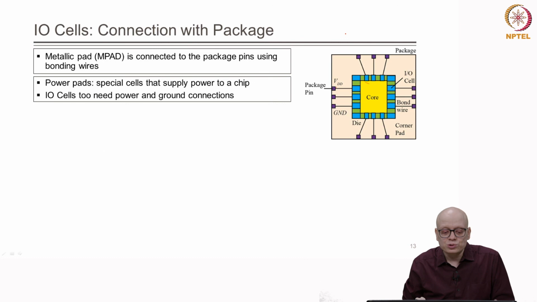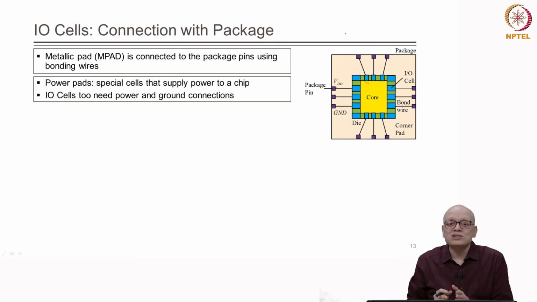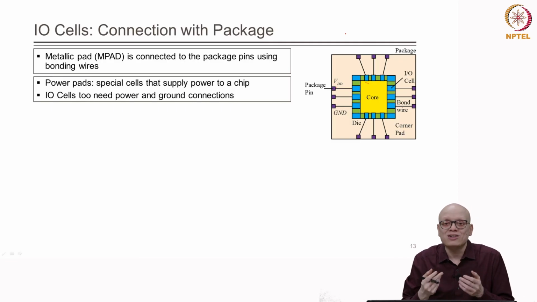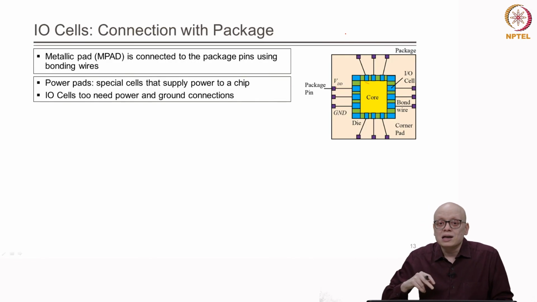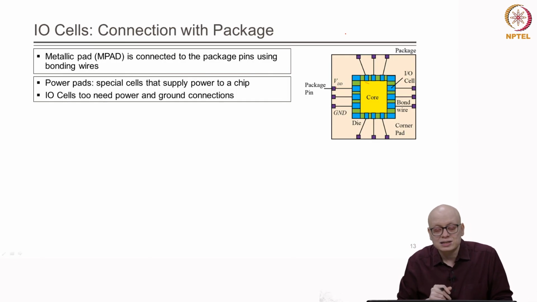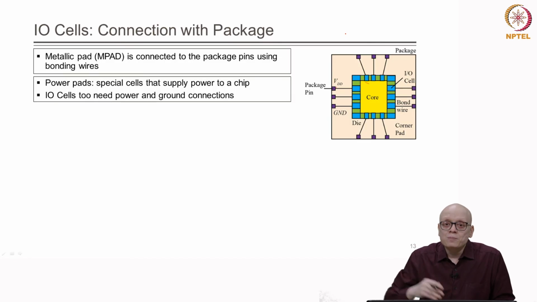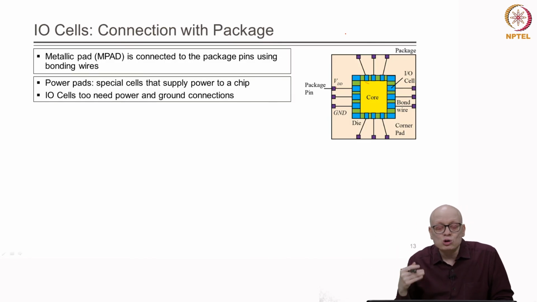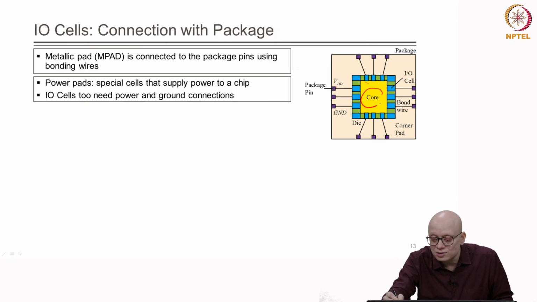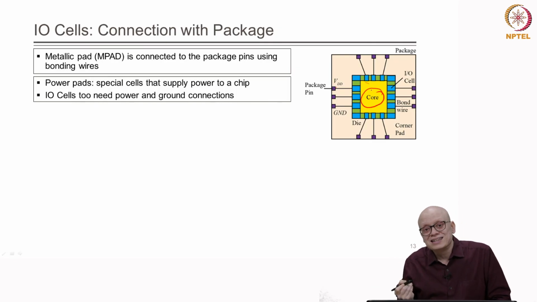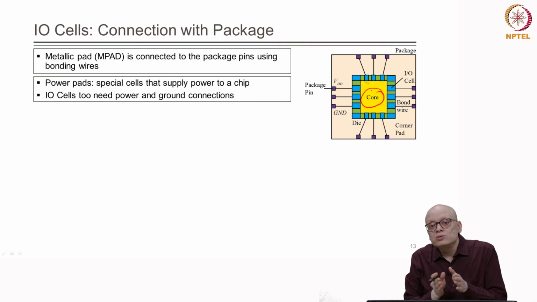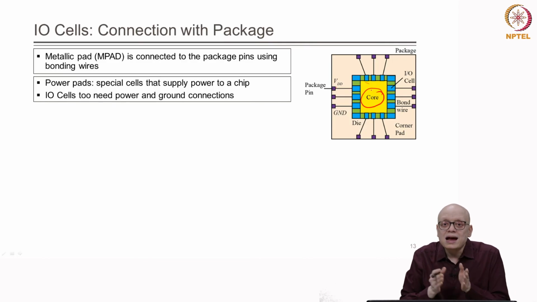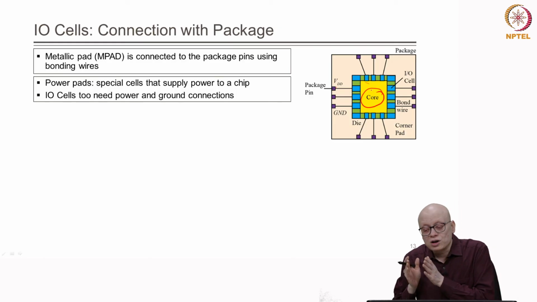Typically, the power supply of IO cells is kept separate. Why? Because IO cells draw a large amount of current. They need to drive larger capacitors, and therefore large current transients can occur in these IO cells, and there can be voltage fluctuations. If those voltage fluctuations reach our core logic gates, then probably those logic gates can malfunction. Therefore, we try to keep the power supply of the IO cells and the power supply of the core cells separate.